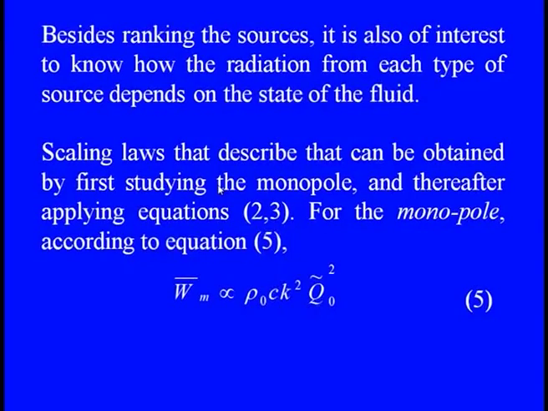So besides the ranking from monopole to dipole to quadrupole for such systems in which small Mach numbers are there, we also need to see, in one interesting figure, how the radiation of each source type depends on the state of the fluid.